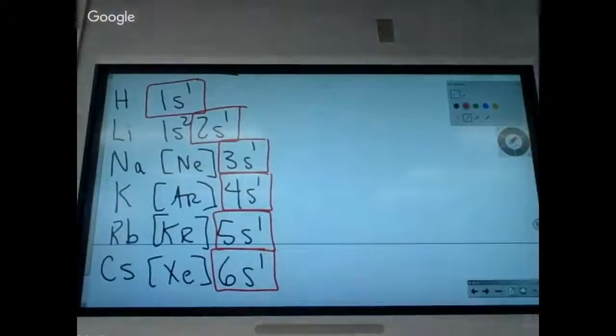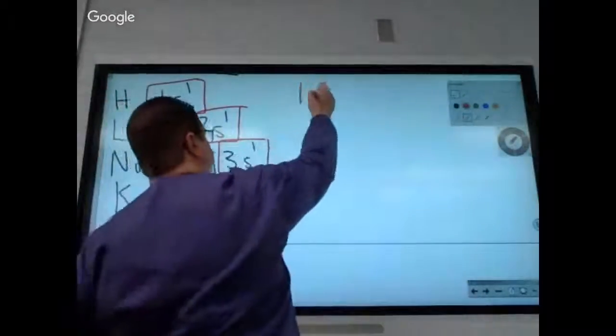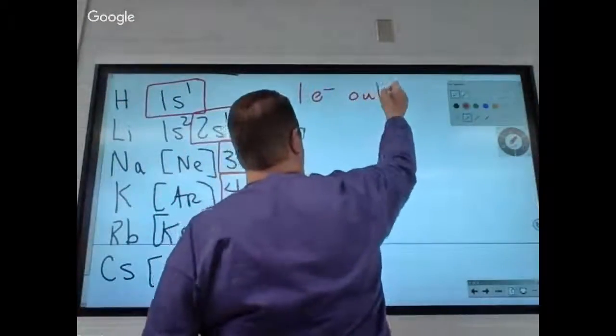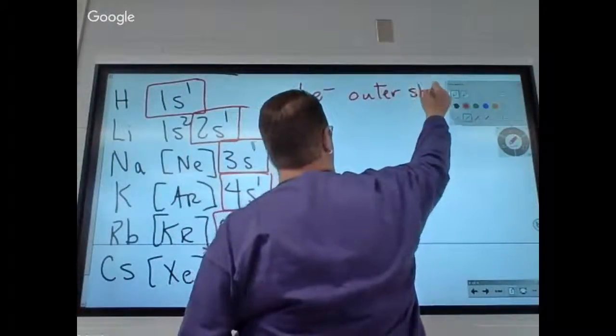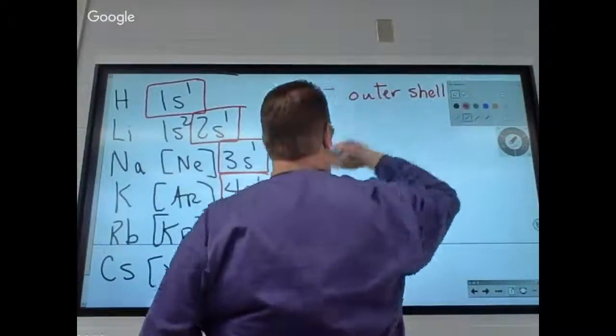Okay. What do you notice is the pattern of everybody in group 1? They all have 1 electron in the outer shell. Now, this is why they're all in group 1. Okay?